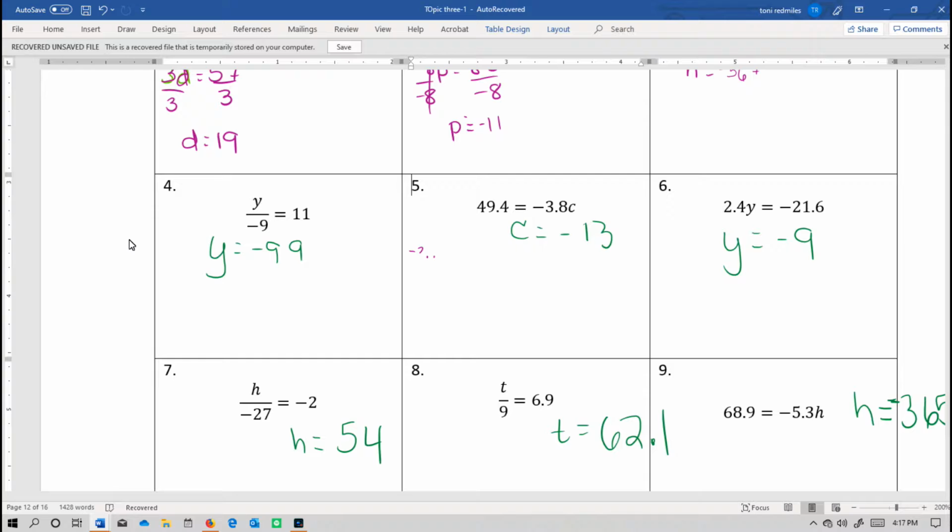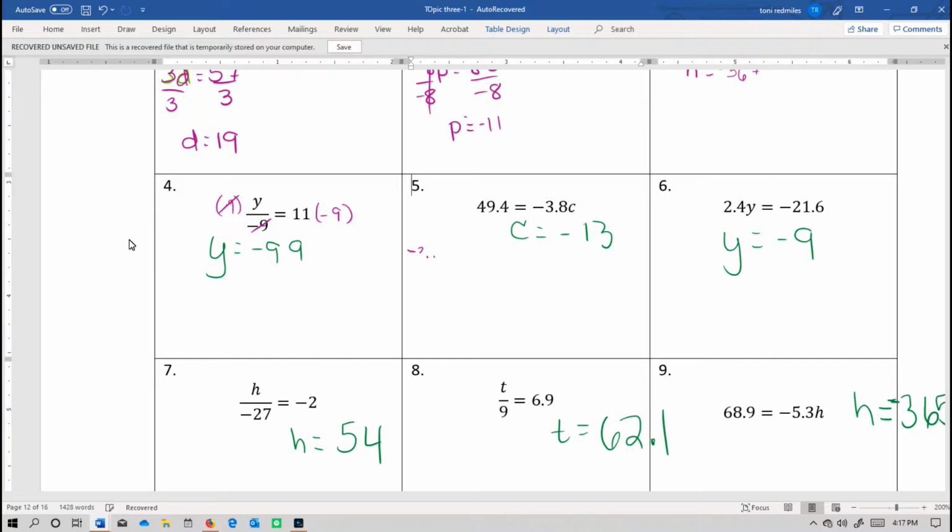All right, the negative 9 is dividing the y, so to undo it, I've got to multiply on both sides. Okay, these are going to cancel out, just leaving me with y. 11 times 9 is 99, positive, negative, negative answer.